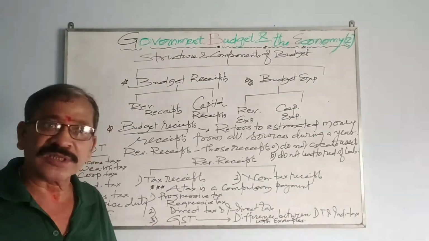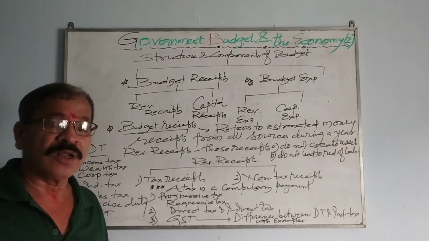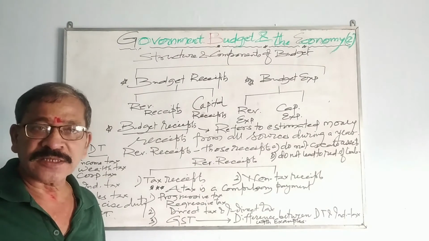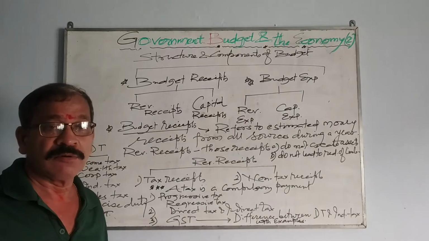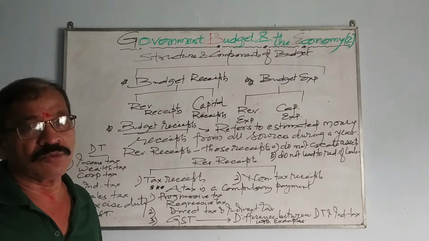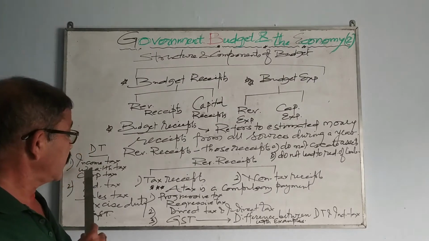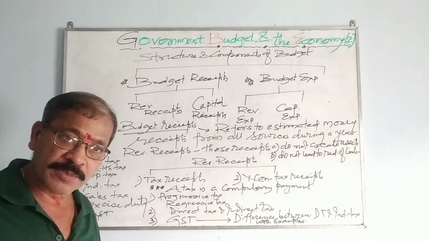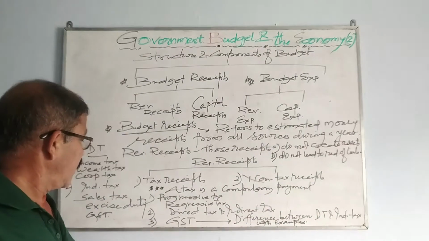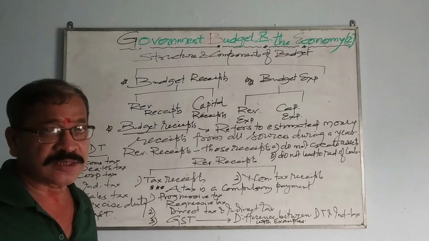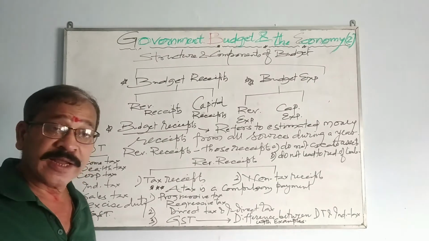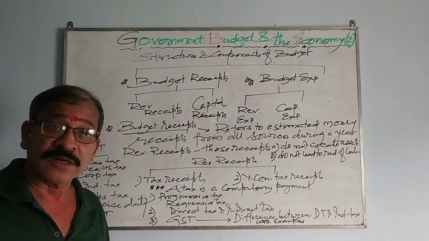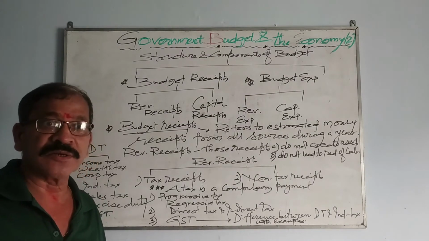Now, what are direct taxes? Direct taxes are those taxes whose burden falls on the person who makes payment. Examples are income tax. We all pay income tax, and the burden falls on the particular person who makes payment. Wealth tax and corporation tax are all direct taxes. Indirect taxes are those taxes whose burden does not fall on the person who pays.